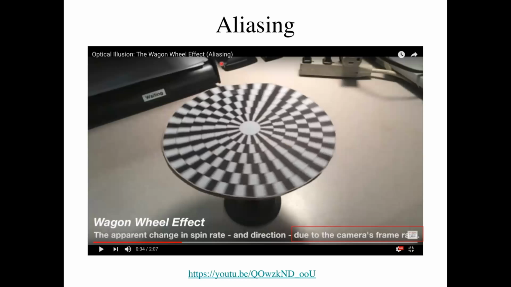Oh, this is a really neat demo. This is called the wagon wheel effect.